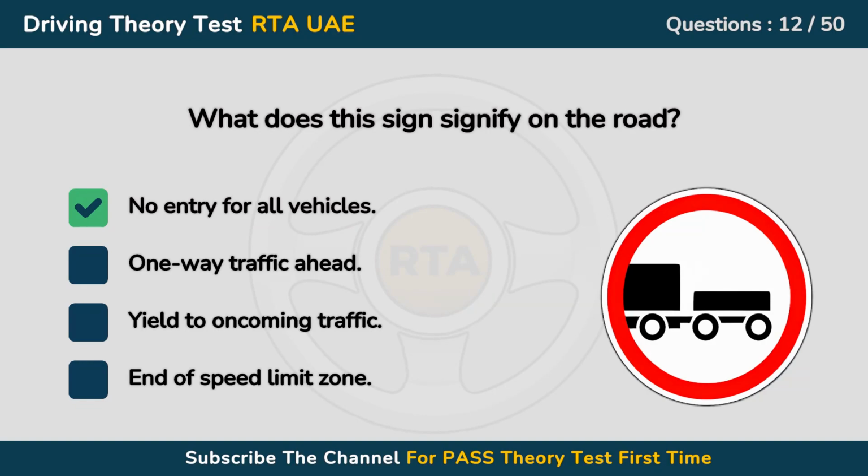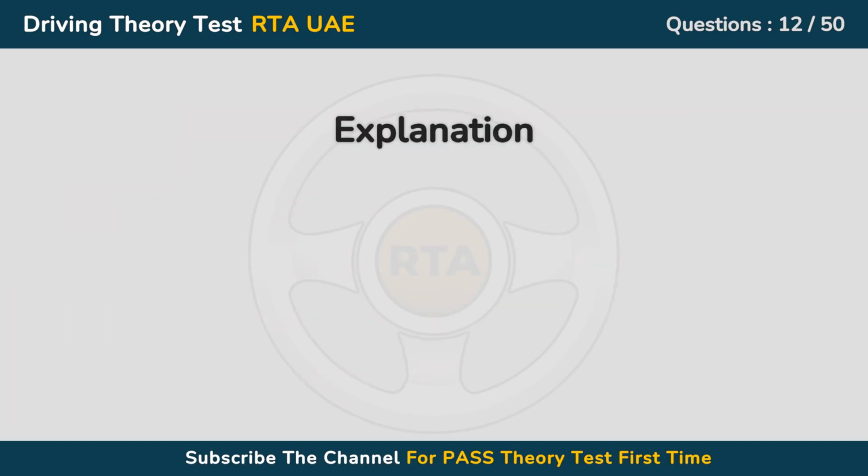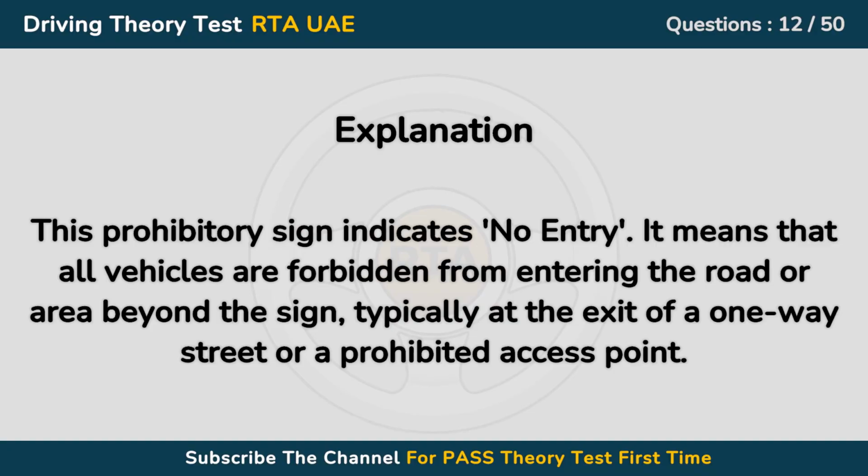Answer is A. No entry for all vehicles. This prohibitory sign indicates no entry. It means that all vehicles are forbidden from entering the road or area beyond the sign, typically at the exit of a one-way street or a prohibited access point.